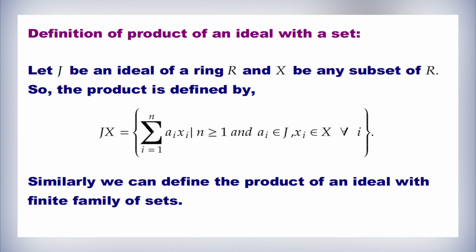The definition of a product of an ideal with a set. Let J be an ideal of a ring R and let X be any subset of R. So, the product is defined by JX is equal to the set of all summations over i equal to 1 to n of a_i x_i, such that n is greater than or equal to 1, a_i belongs to J, and x_i belongs to X for all i. Similarly, we can define the product of an ideal with a finite family of sets.